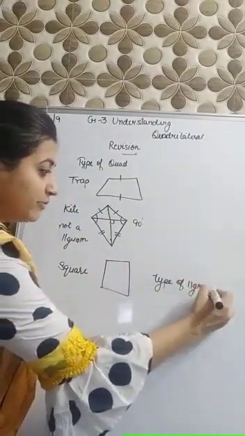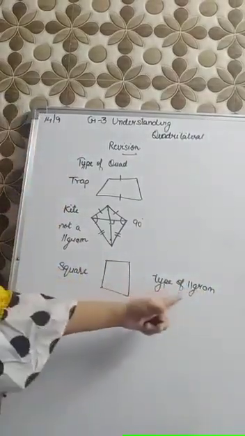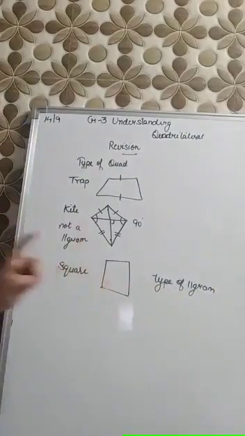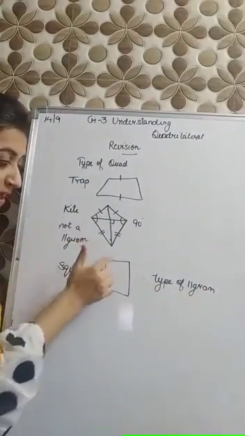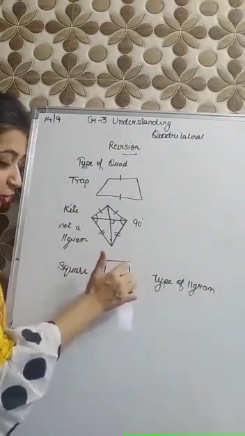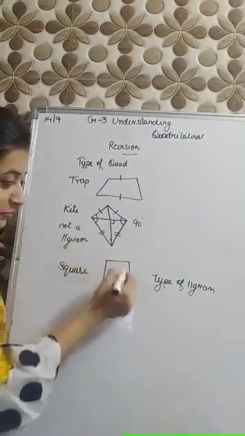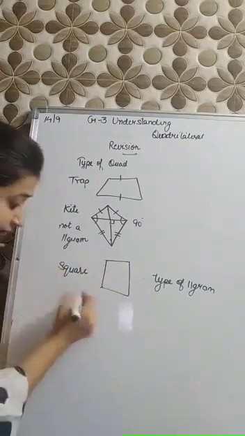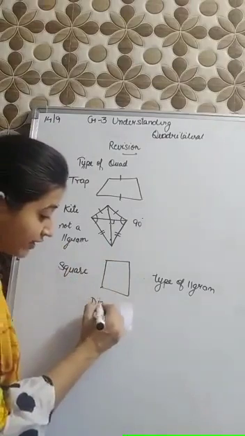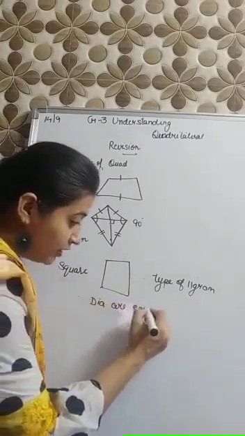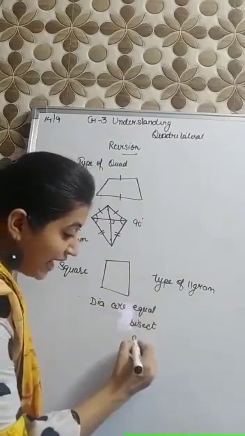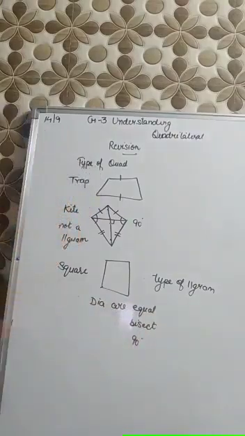That means if it is a type of a parallelogram, it satisfies all the properties of a parallelogram. That means opposite sides are parallel and equal, opposite angles are equal, and diagonals bisect each other. And we have one more property related to the square. For diagonals of the square, diagonals are equal. Next is they bisect each other at right angle. So square is having three properties related to the diagonal.